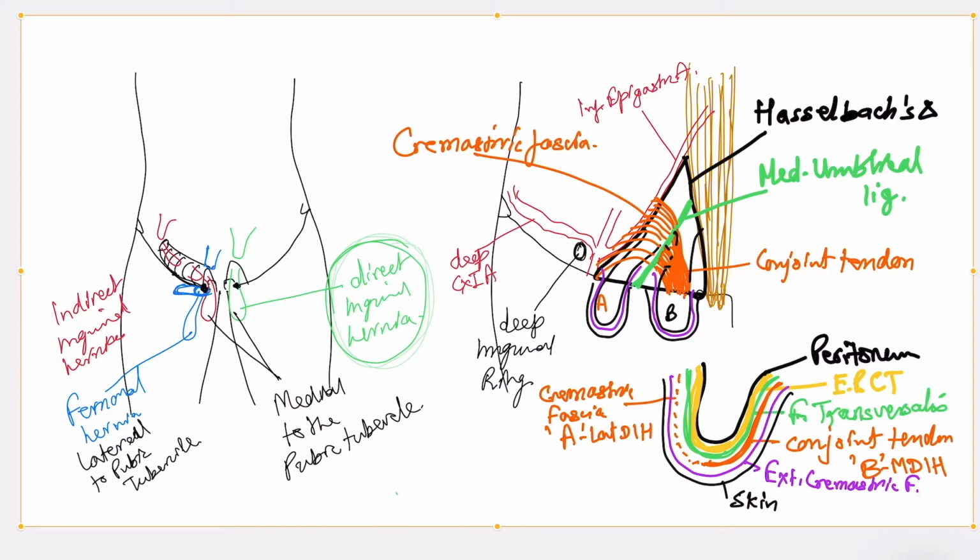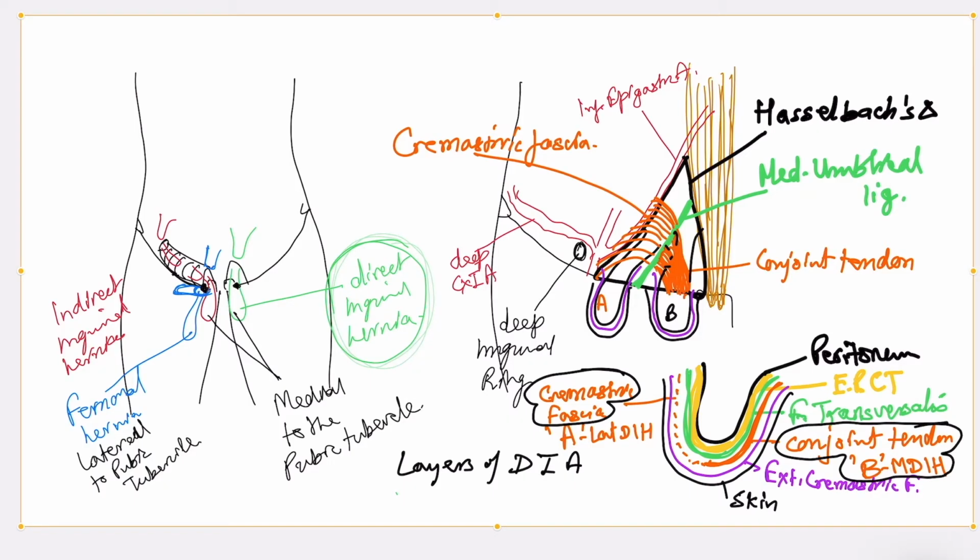So these are the layers of direct inguinal hernia, you can write it down. In this image, the additional point is that in the lateral direct inguinal hernia, you will have a cremasteric fascia. The only difference is that in the medial direct inguinal hernia, instead of cremasteric fascia, you will have the conjoint tendon.